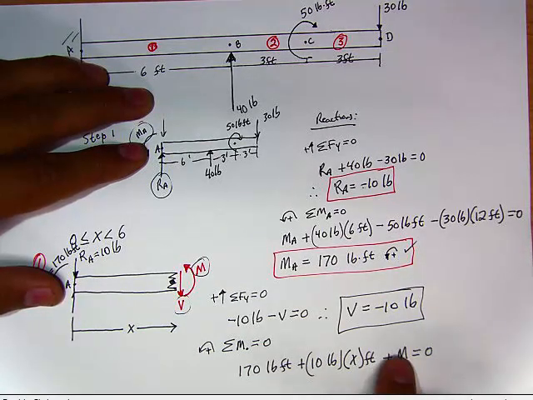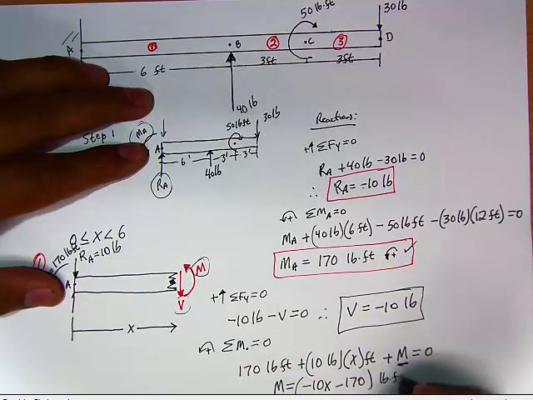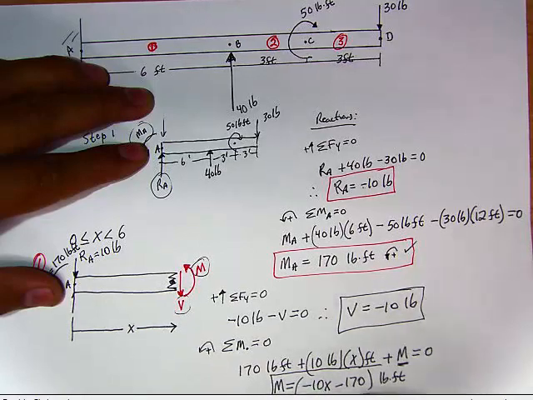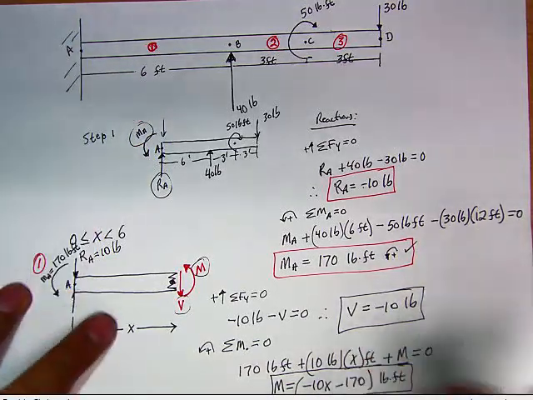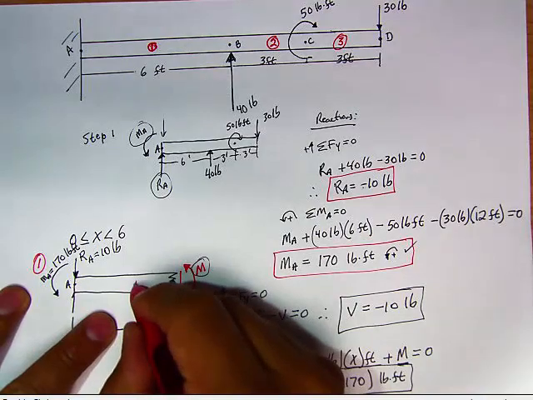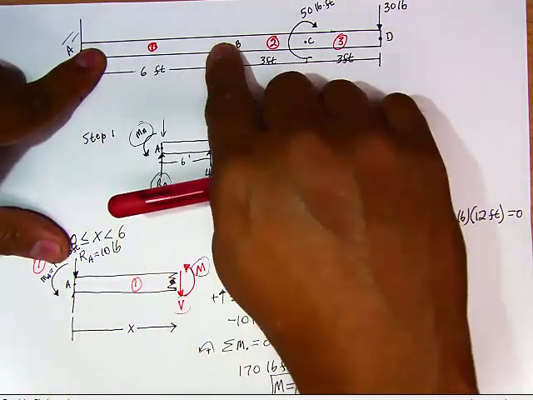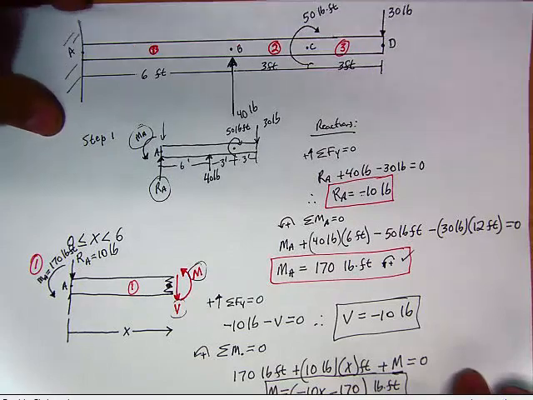When we solve for m, we leave it there since it's still positive, and we move these two to the right side of the equation, and we end up with m being equal to negative 10x minus 170. And its units are pound-feet. And again, this is only valid from 0 to 6. So we're done with our very first segment, guys. Our very first segment is somewhere between here and here. All right. So let us continue.